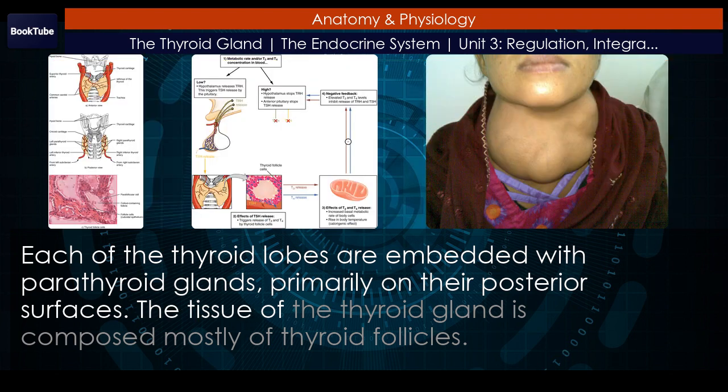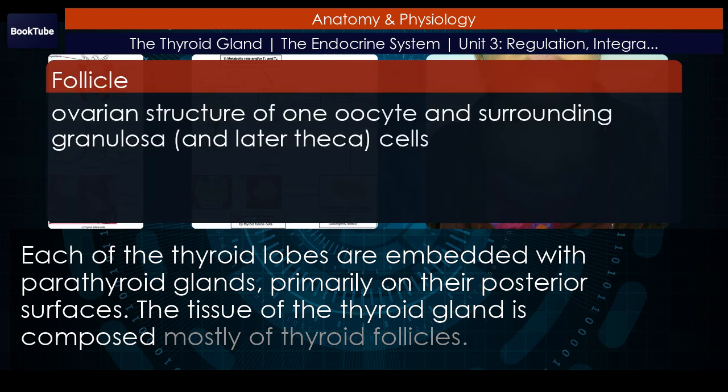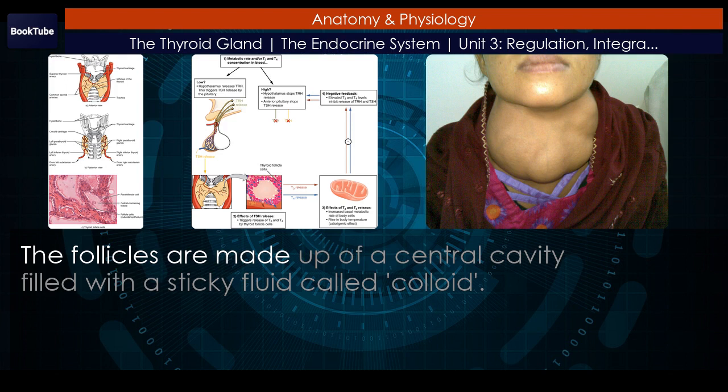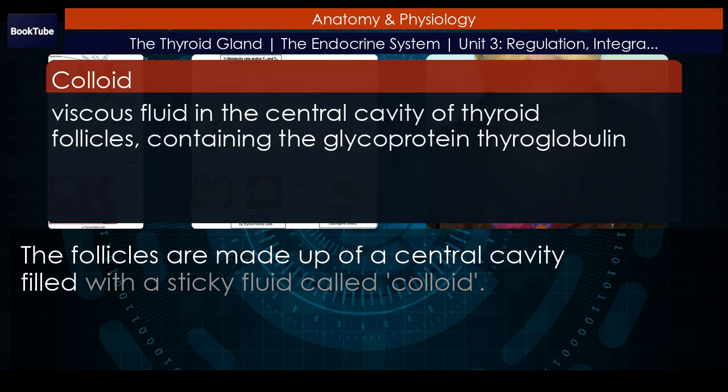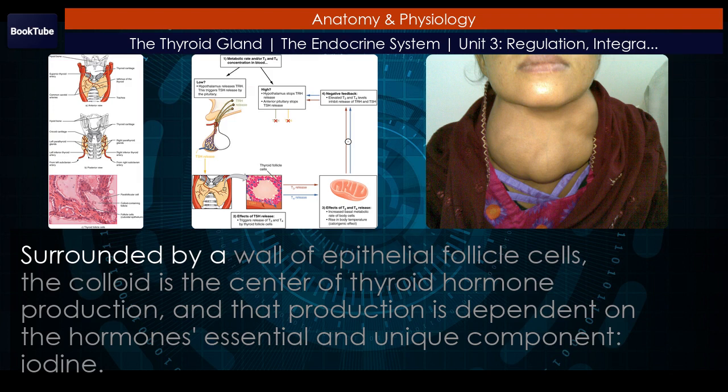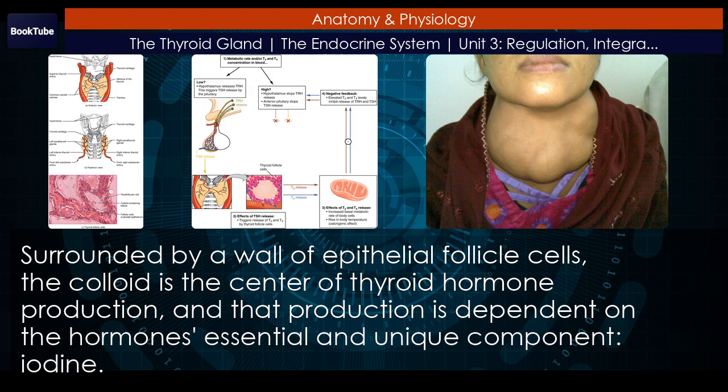The tissue of the thyroid gland is composed mostly of thyroid follicles. The follicles are made up of a central cavity filled with a sticky fluid called colloid, surrounded by a wall of epithelial follicle cells. The colloid is the center of thyroid hormone production, and that production is dependent on the hormone's essential and unique component, iodine.